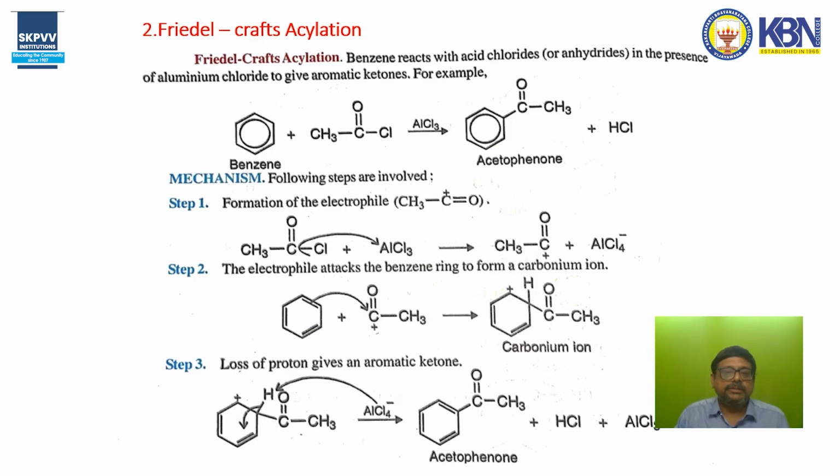Friedel-Crafts acylation, benzene reacts with acetyl chloride or acid chloride in the presence of AlCl3, aluminum chloride, to give aromatic ketone. For example, benzene when reacts with acetyl chloride in the presence of aluminum chloride, it gives aromatic ketone. So this aromatic ketone is acetophenone. So this particular reaction can be explained with the help of a mechanism.